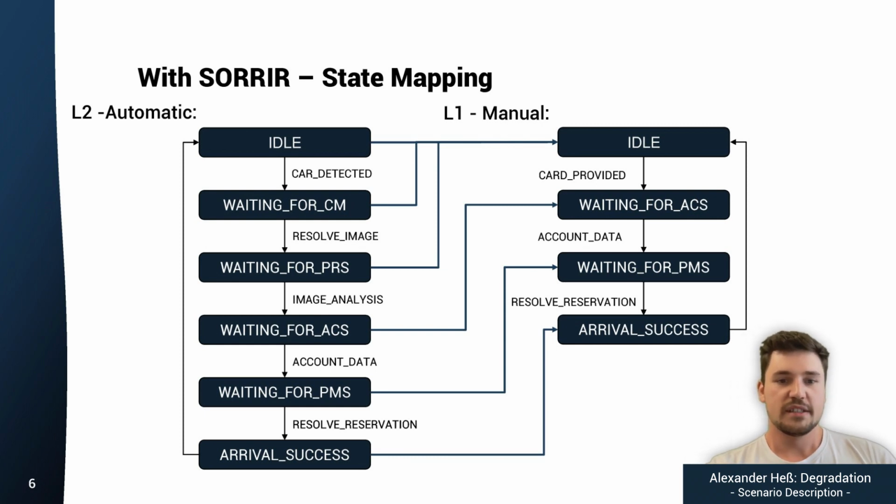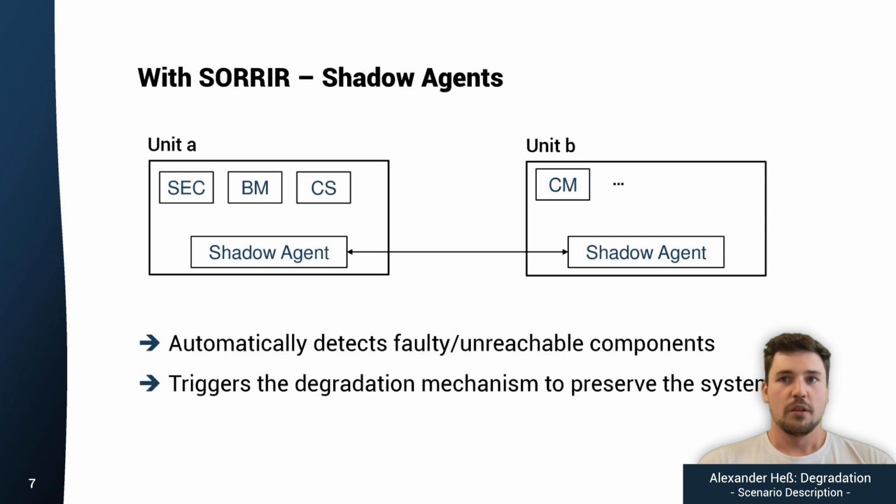Now the question is, how can we detect faulty components here? What we employ is something called a shadow agent, which is present on each unit. And it basically monitors all the components that are deployed in that unit and will periodically exchange updates with other shadow agents. Now, obviously, the connection between the shadow agents might also be corrupted, but this can be detected by heartbeat messages, and the shadow agent of the remote unit can just assume that the other unit is not reachable. And in this case, it automatically triggers the degradation mechanism, which will then preserve the system state. And now we're going to have a look at the demonstrator front end to see how this is in action.